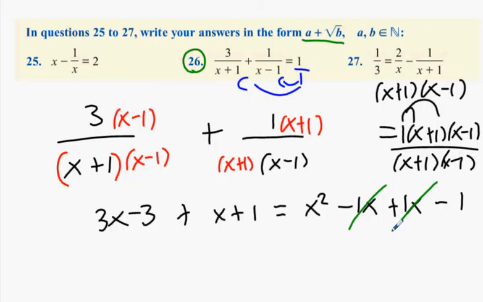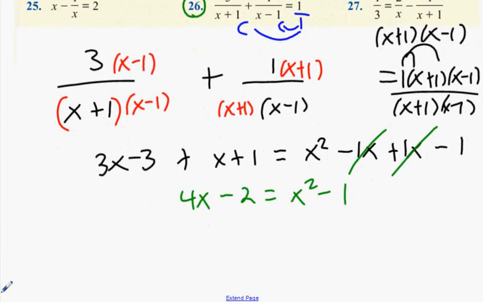I'll bring the x squared over this side, yeah? So it's minus, oh wait, we'll tidy up first, if that's okay with you guys. 3x plus x, minus 3 plus 1, x squared minus 1. Next, minus x squared plus 4x minus 1, isn't it? Minus 2 plus 1 minus 1.